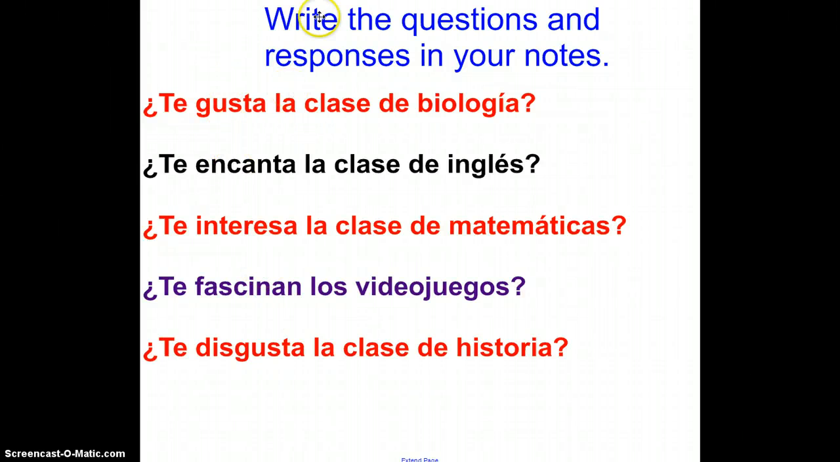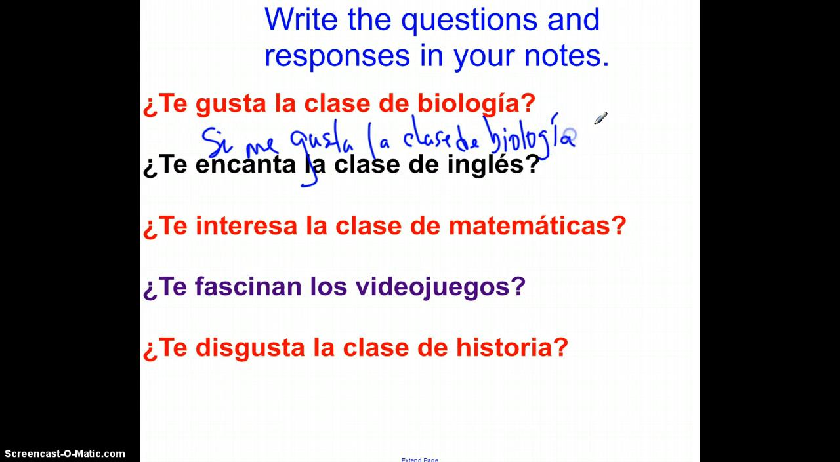So the first one is easy. Let's go through them. Let's choose a crazy color. Let's go blue. And then let me try to get my writing tool here. Let's see if I can write these without messing this up. ¿Te gusta la clase de biología? Do you like biology class? ¿Te gusta? And so I'm going to write an answer here of sí me gusta. And we know how to do that. We've done these kind of answers before. So we have sí me gusta la clase de biología. Okay, so we're talking about classes here.